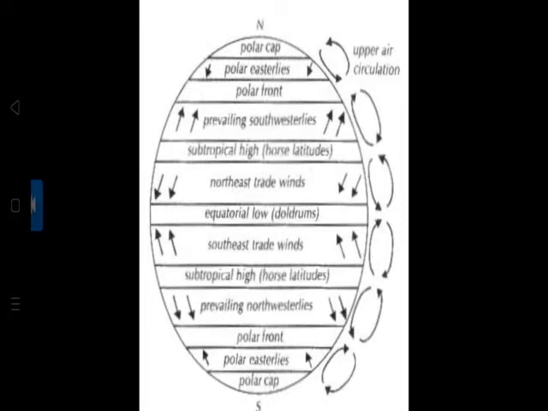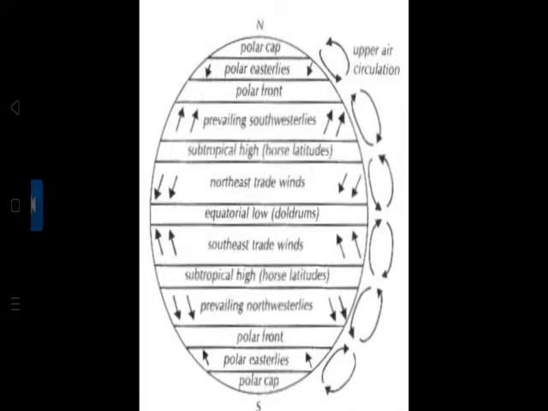They are the equatorial low. If you can see, they are the doldrums. The 2 subtropical highs, they are the Horse latitudes. The 2 subpolar lows and the 2 polar highs. Except the equatorial low, the others form matching pairs.